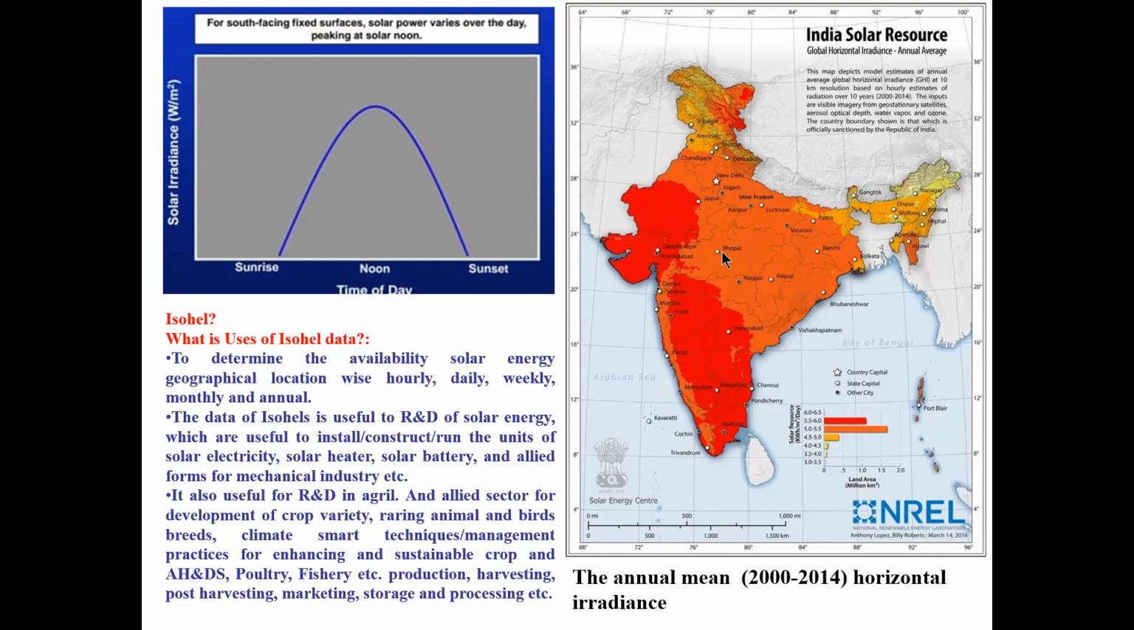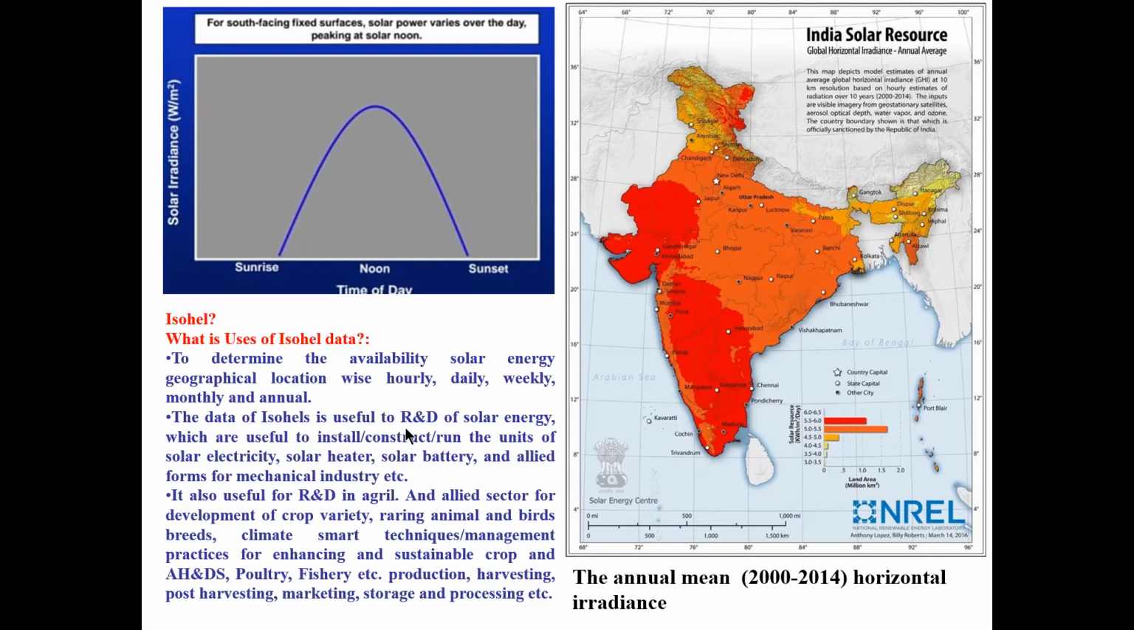So this is the isohel data of India. The scaling is given here. The data of the isohel, or radiation available at the Earth's surface, is useful to determine the uses of isohel data. Why are you going to study solar radiation, the types of spectrums and energy in each spectrum, and how much is received at different geographical places? To determine the availability of solar energy, geographical location-wise: hourly, daily, weekly, monthly, and annually.